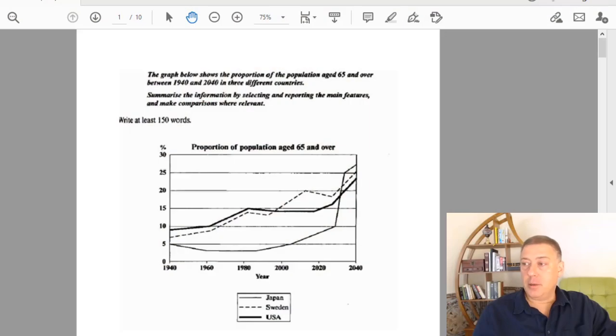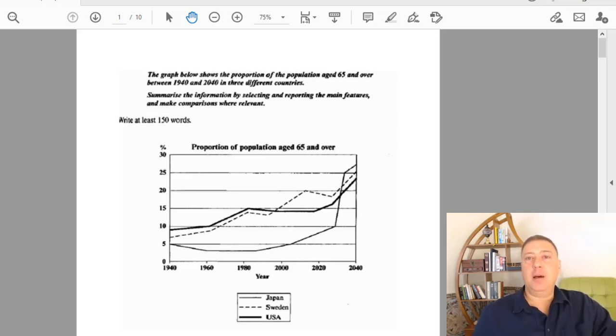So here we are. The graph below shows the proportion of the populations age 65 and over between 1940 and 2040 in 3 different countries. So that's your introduction. Saying that in a slightly different way, you could say something like, the line graph shows data for Japan, Sweden, and the USA in terms of portions of their populations age 65 over during a 100-year period between 1940 and 2040, something like that.